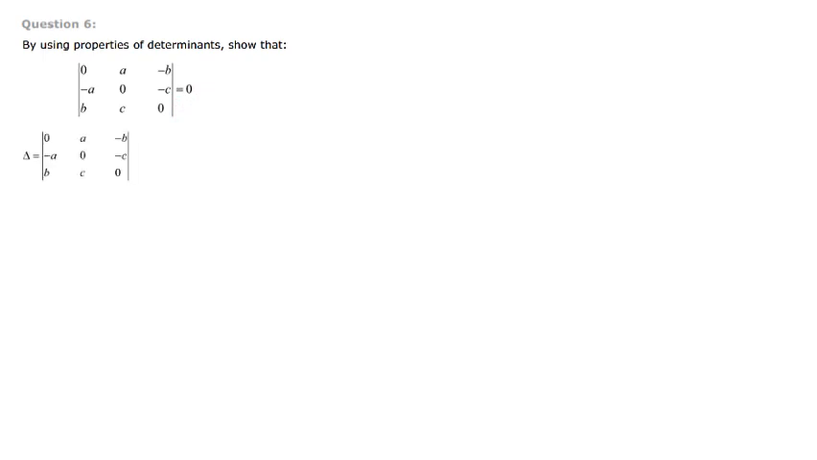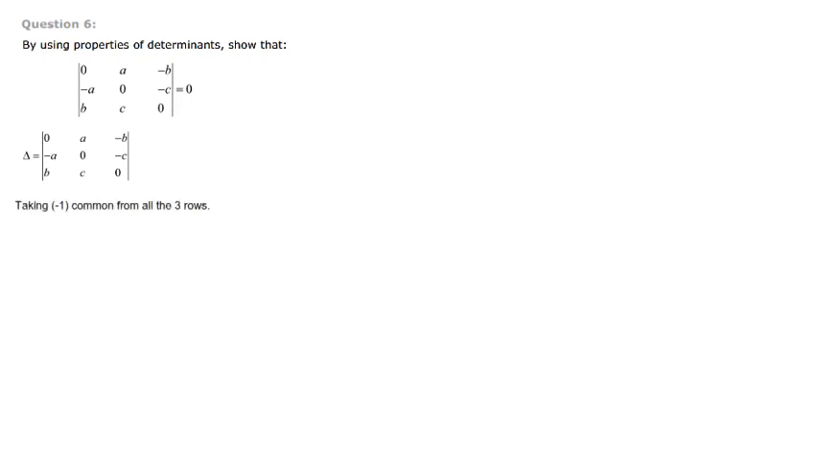Next we shall discuss question number 6. By using properties of determinants, show that the determinant 0, A, minus B; minus A, 0, minus C; B, C, 0 is equal to 0. Let us take the left side determinant as delta, and we need to get the answer as 0.